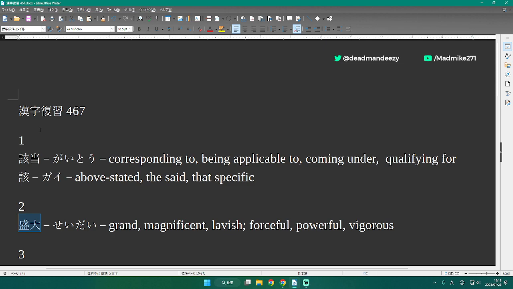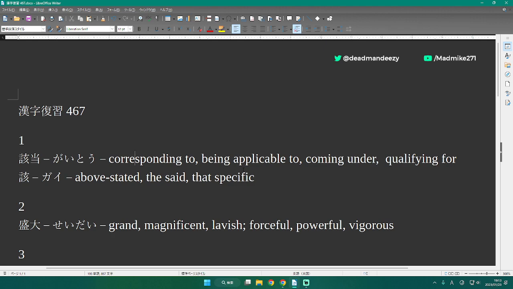Gaito is corresponding to or being applicable to, qualifying for, or coming under, with our kanji for appropriateness on the right side. And on the left side, we have a new kanji, gai, for the above stated, the said, or that specific. So, literal translation of this kanji is appropriate for that thing specifically, corresponding to, being applicable to, or coming under.